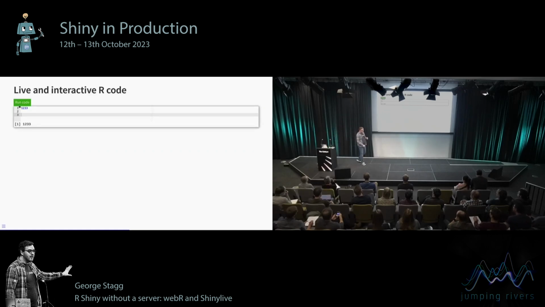Now, if you've used something like LearnR before, you may have seen this kind of thing before. But LearnR is a bit different in that it relies on a Shiny server running somewhere, while this is completely statically hosted. You can put this on something like GitHub Pages, and you don't need to run that Shiny server.